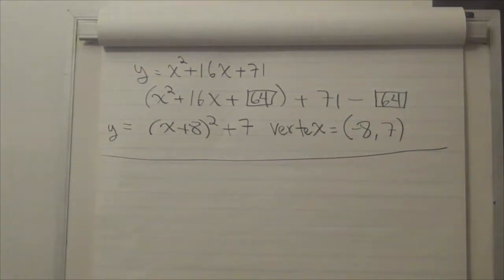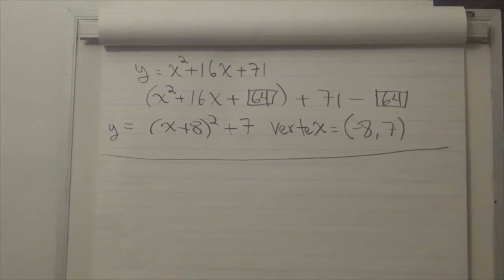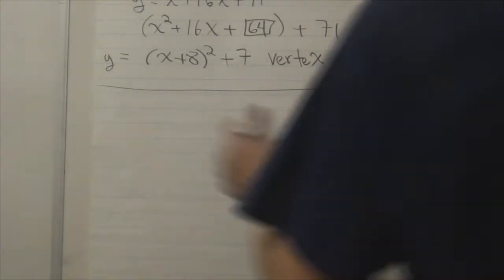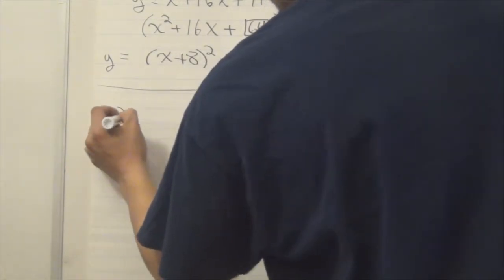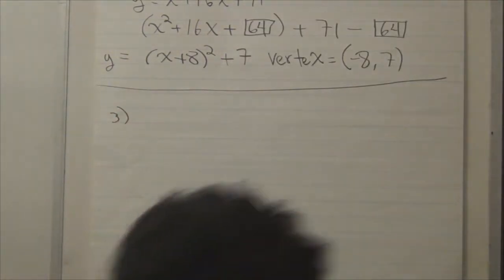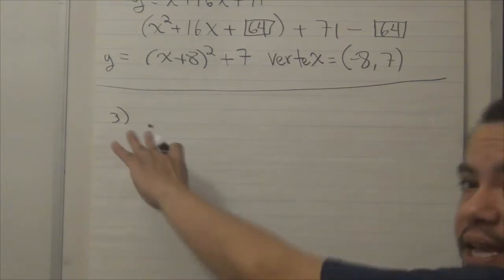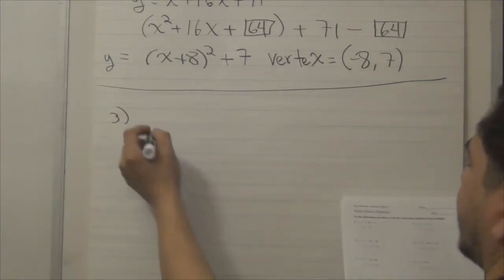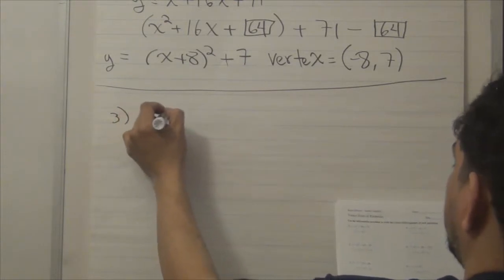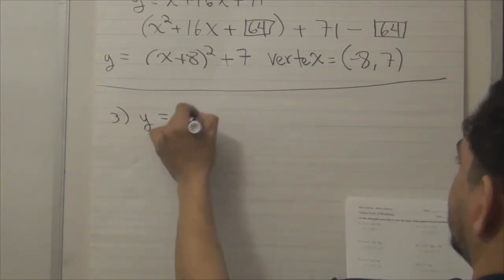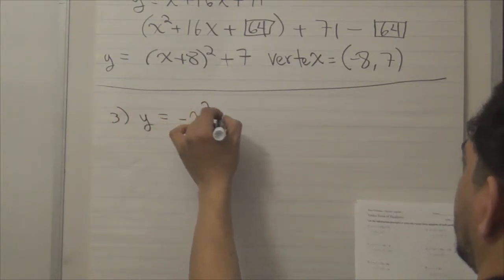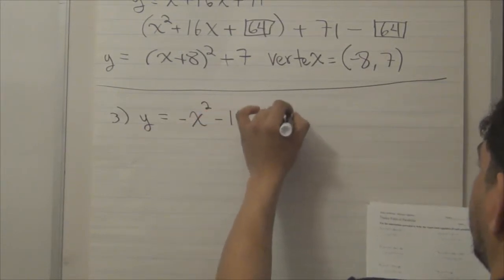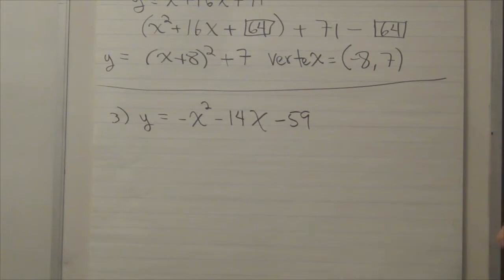You want to do another one? Sure, let's do another one. Alright, 3. I'm going to do all types of problems so you can understand how to do this. So 3: y equals negative x squared minus 14x minus 59.